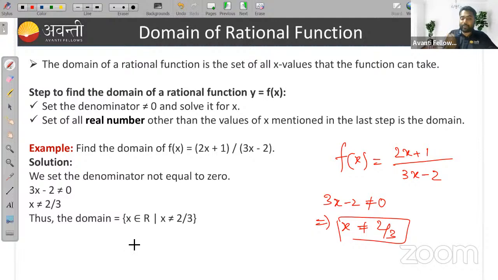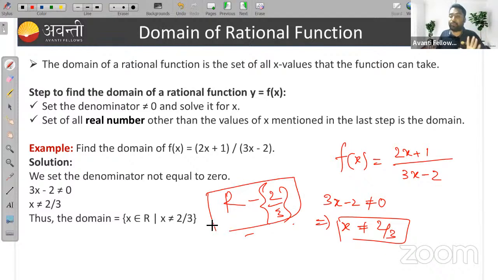So the domain is actually R minus 2/3. Except 2/3, my function is defined everywhere in the real numbers, right? That's why the domain becomes R minus 2/3.